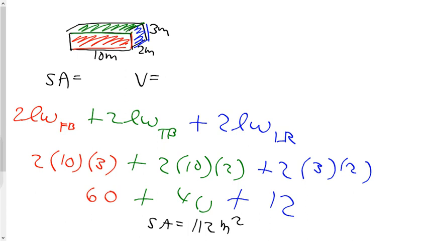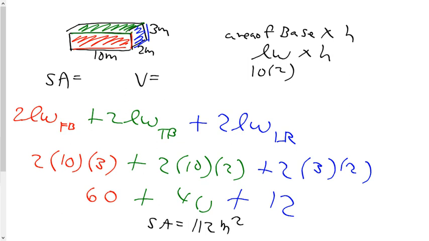Now your volume is a little bit different. What was your formula for all right prisms? We used it in the last question. Area of the base times the height of the prism. So the base in this case is a rectangle. So our formula for volume is simply LW times H. Substitute your information. The base is a 10 by 2 rectangle multiplied by the height of the prism, which is 3. 20 times 3 means that the volume or the capacity of this particular right prism is 60 cubic meters of space inside.